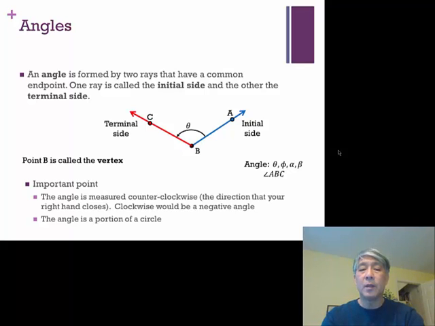Some important points to remember out of this. The angle is measured counterclockwise. Again, using your right hand, it's the direction that your right hand closes. Clockwise would be a negative angle. So if I measured the other direction, I would end up with a negative angle, basically negative (360 minus theta). And the other thing to remember is that whole 360, because the angle is just a portion of a circle, a fraction of a circle. So there's our circle.